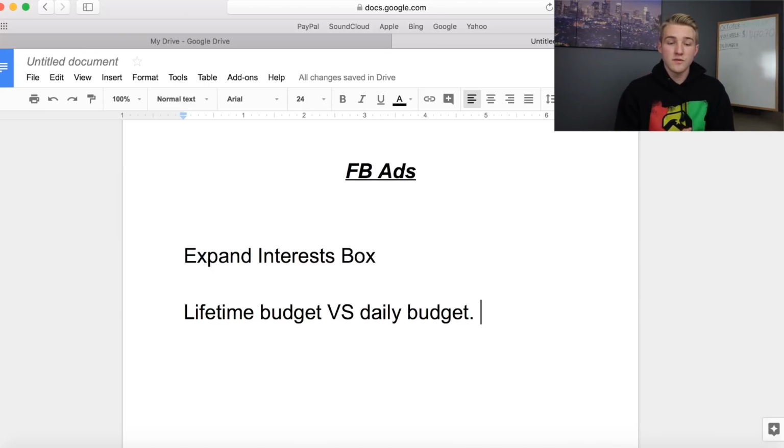What are the differences? First of all, what even is a lifetime budget? I didn't know what it was. You can kind of figure out what it is just by the name, but that is a budget for the entire campaign. Once it spends the budget you've set, it's done. Now, why would you want to do this? Let me give you an example.